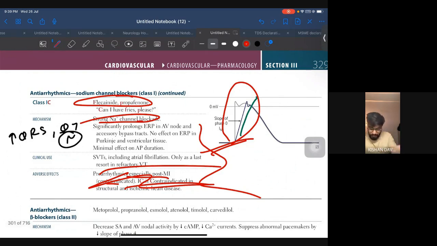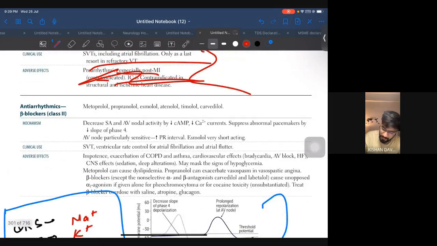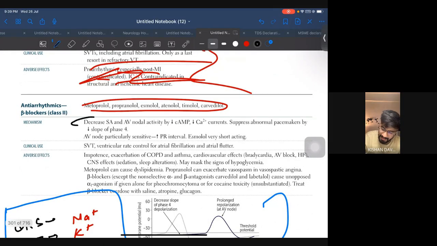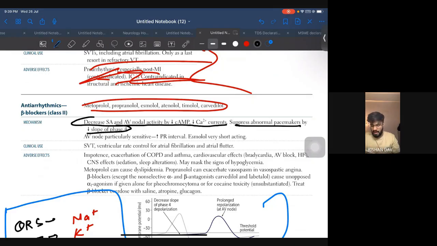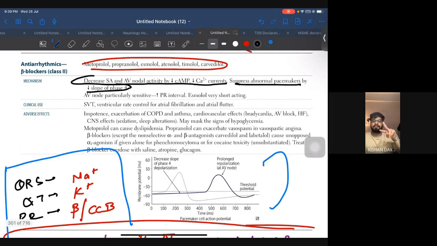Now coming to type 2, that is class 2: metoprolol, propranolol, esmolol. Remember the names, important. They decrease SA and AV nodal activity by decreasing cAMP and calcium current. They suppress abnormal pacemakers by decreasing the slope of phase 4. Phase 4 of which? We saw this in physiology. There are two types of depolarization curve: one is for normal myocytes, and another is for the SA node or AV node. The AV node is particularly sensitive, so there is an increase in PR interval.